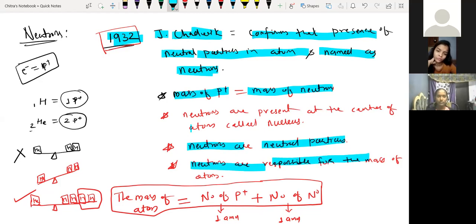Neutrons are responsible for the mass of an atom. See, the mass of one proton is equal to the mass of one neutron. That means they have more or less similar atomic mass. So the mass of an atom is equal to the sum of the number of protons and the number of neutrons. Their sum is nothing but the atomic mass.